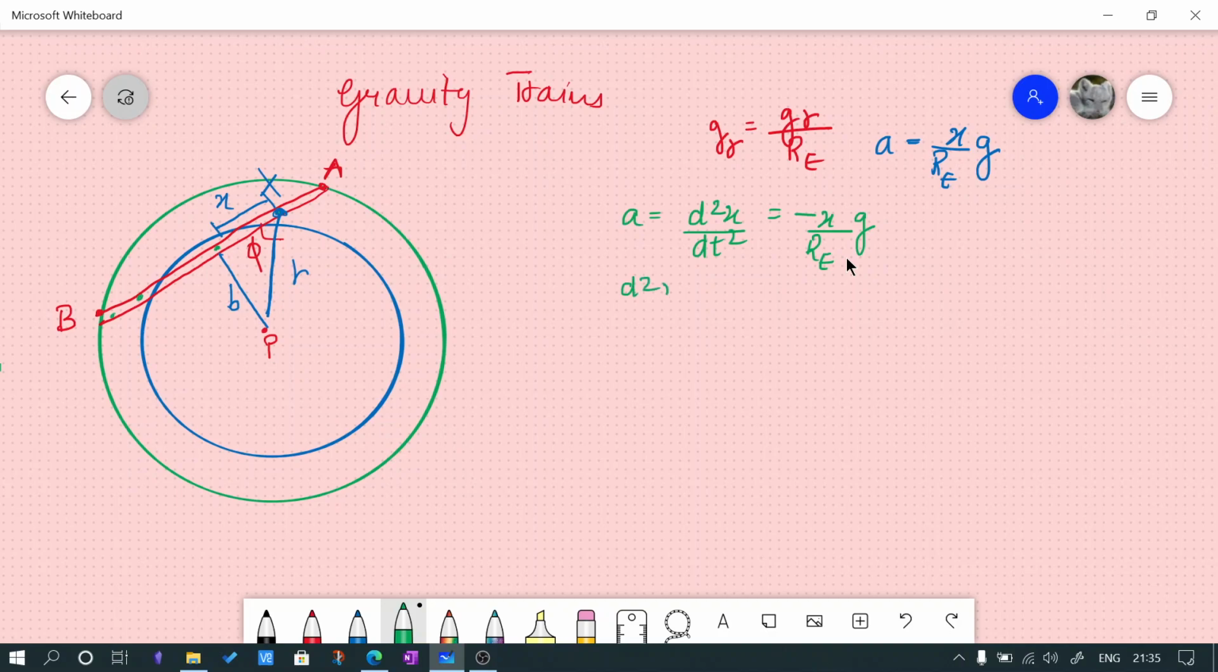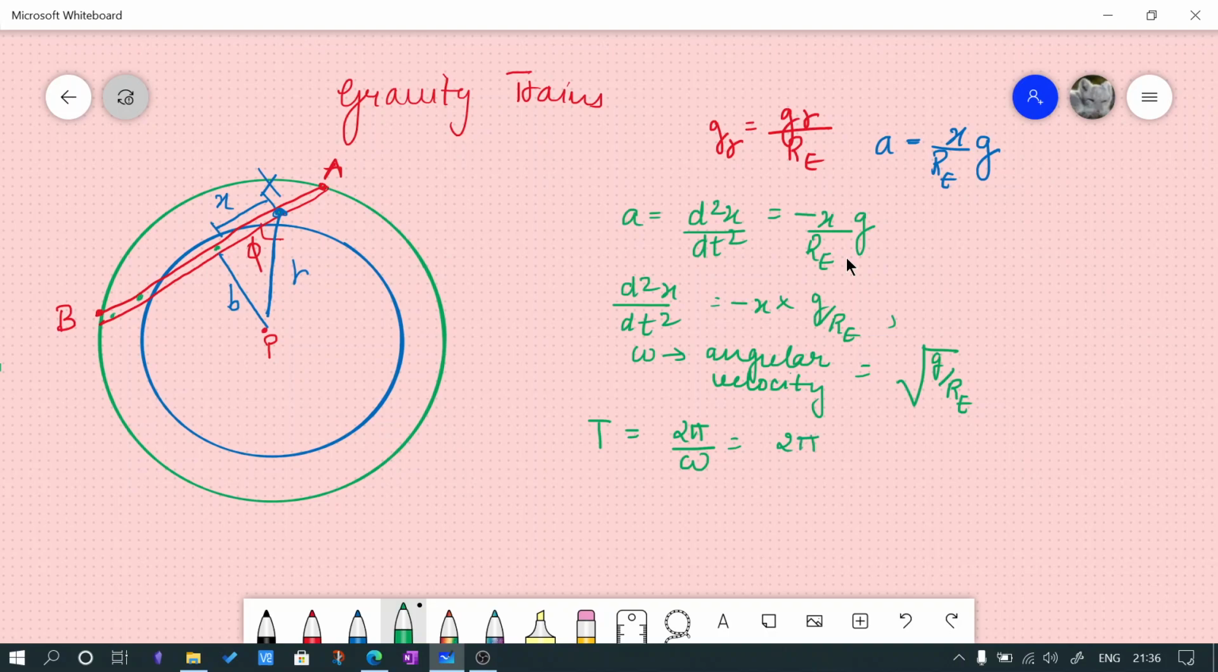So now that we get this equation, d square x by dt square is equal to minus x times g by R_e, we can compare it to the SHM equation derived in classes earlier. On comparing them, we can figure out that omega, the angular velocity, is equal to root over g by R_e, and T, the time period, is equal to 2 pi by omega, which is 2 pi root over R_e by g.